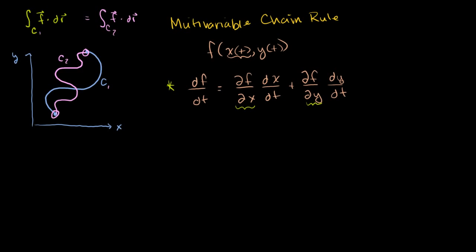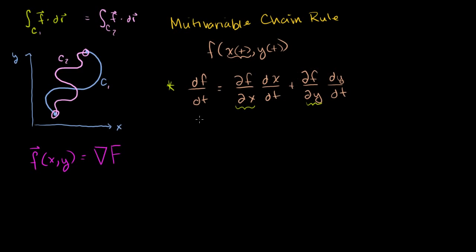Now, let's say I have some vector field f. And it's different than this f, so I'll do it in a different color, magenta. I have some vector field f that is a function of x and y. And let's say that it happens to be the gradient of some scalar field. I'll call that capital F, and capital F is also a function of x and y.